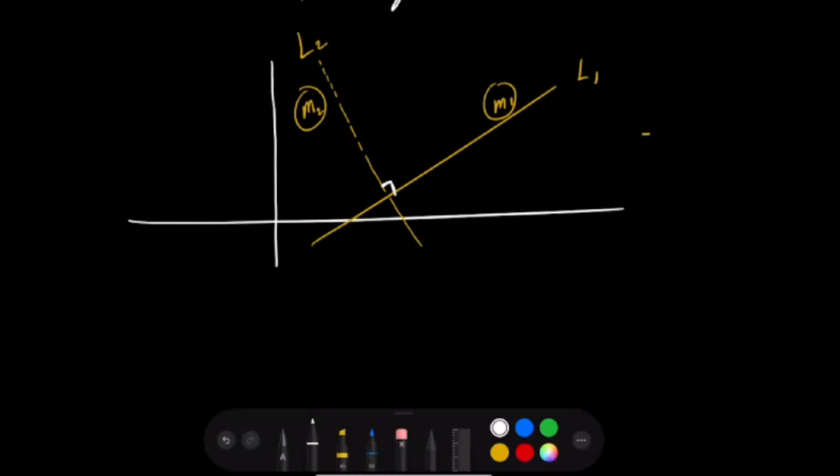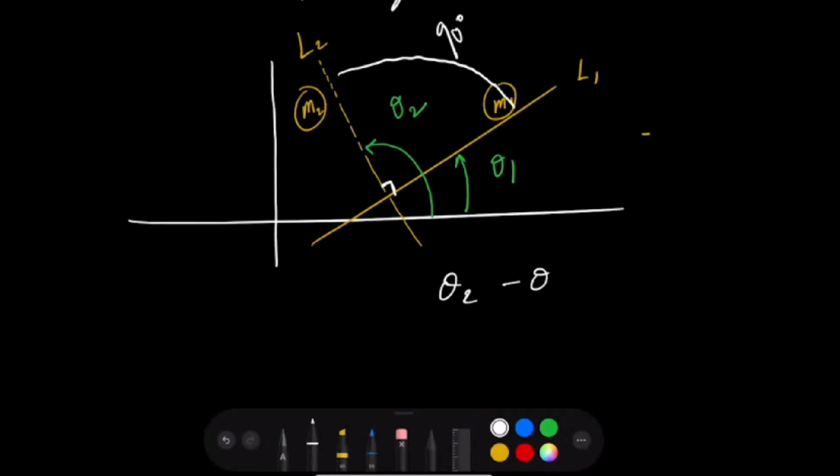Now, what is the angle that L1 makes with the positive x-axis? Let that be theta 1. What is the angle that L2 makes with the positive x-axis? Let that be theta 2. Now can you see here that theta 2 minus theta 1 is 90 degrees? Theta 2 minus theta 1 is equal to 90 degrees. Do you agree? Okay.